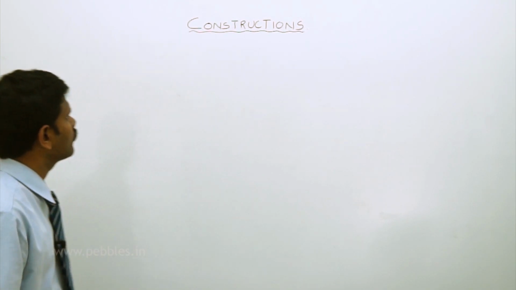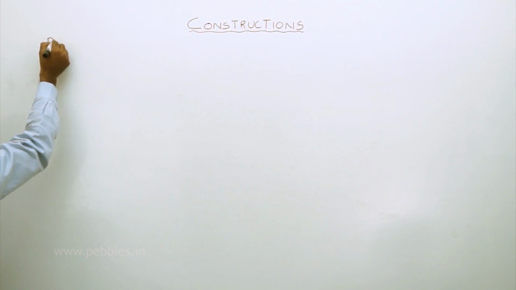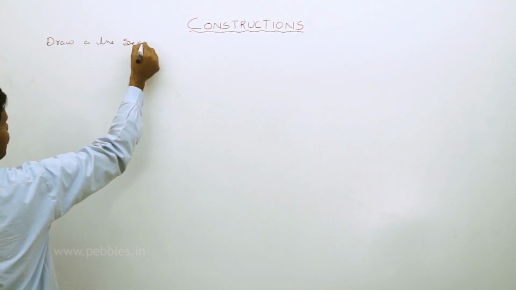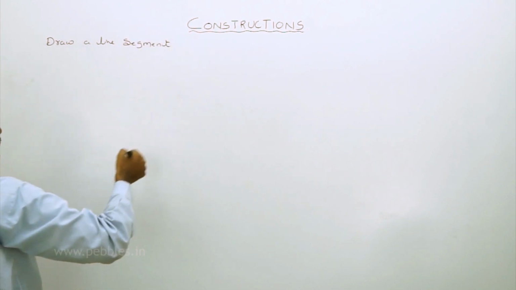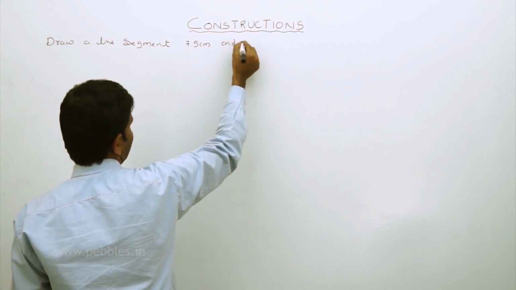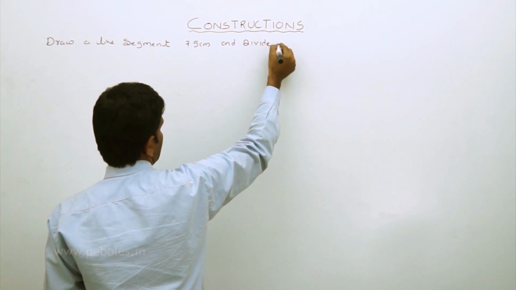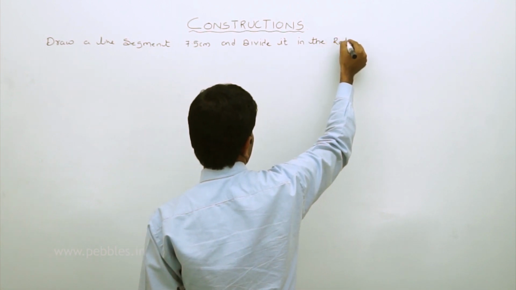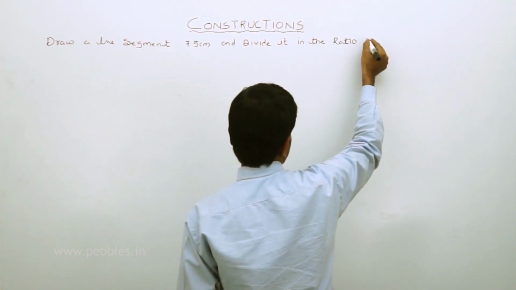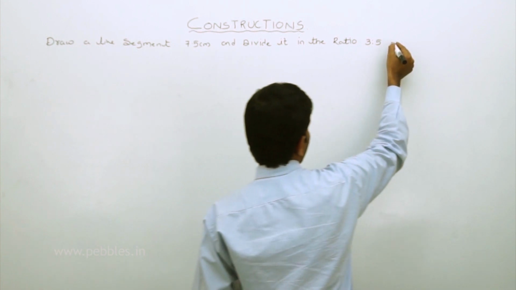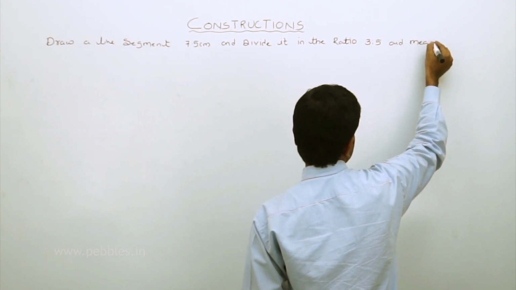Let us see. Draw a line segment 7.5 centimeters and divide it in the ratio 3:5 and measure the two parts.